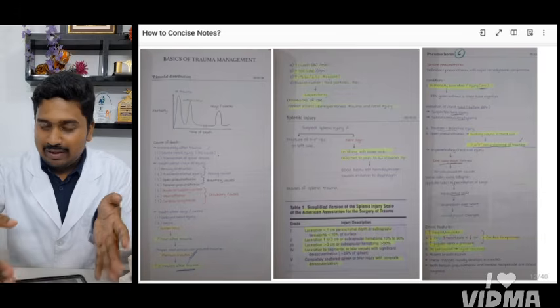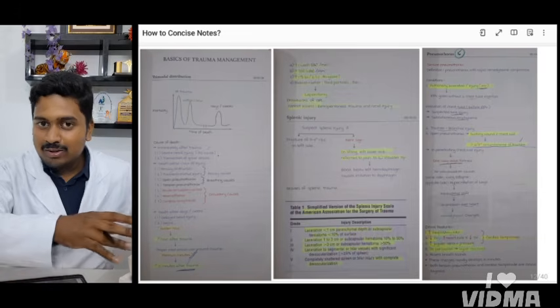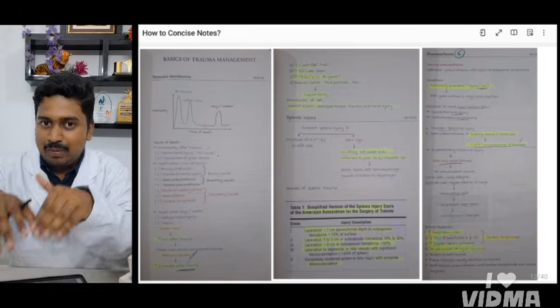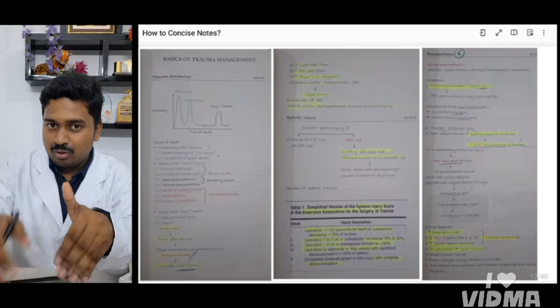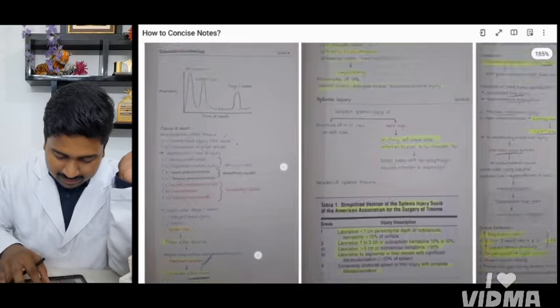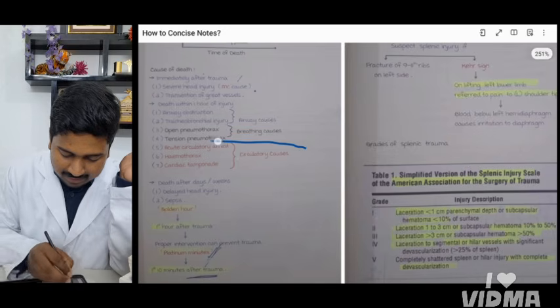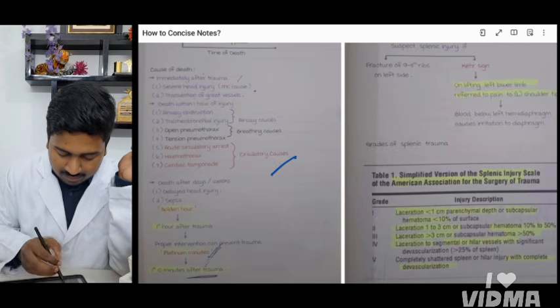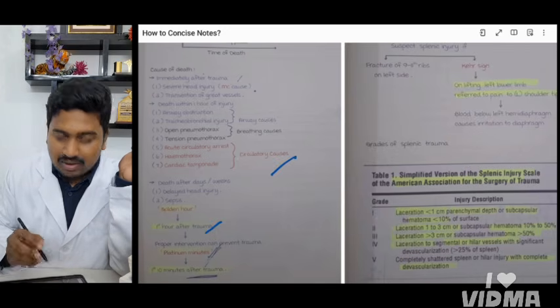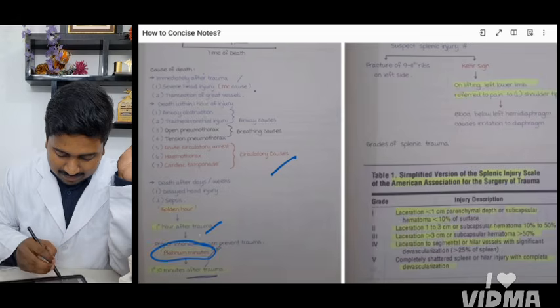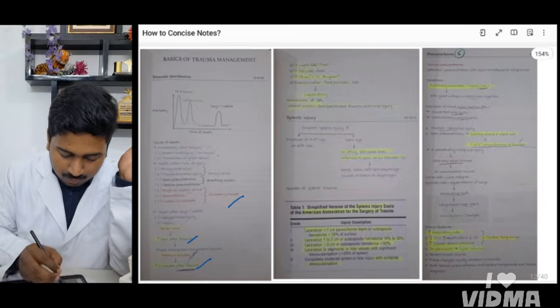I'm not advocating for Marrow or anyone. I used Marrow surgery notes for my final year and during my internship to prepare, and hence I am using this as a source on how to concise. If you note this, this is a page from trauma. Here you see, circulatory causes are already mentioned, which means this is important. Golden hour of sepsis is mentioned, that is 1 hour after trauma. Platinum minutes is the first 10 minutes after trauma. The most common immediate cause of death after trauma is head injury.